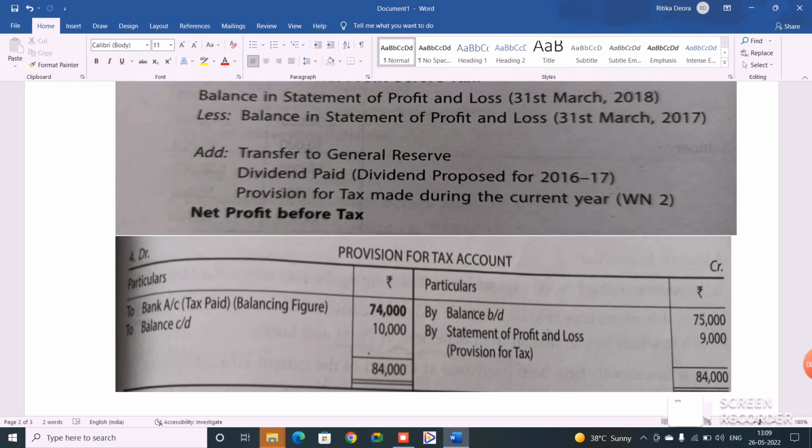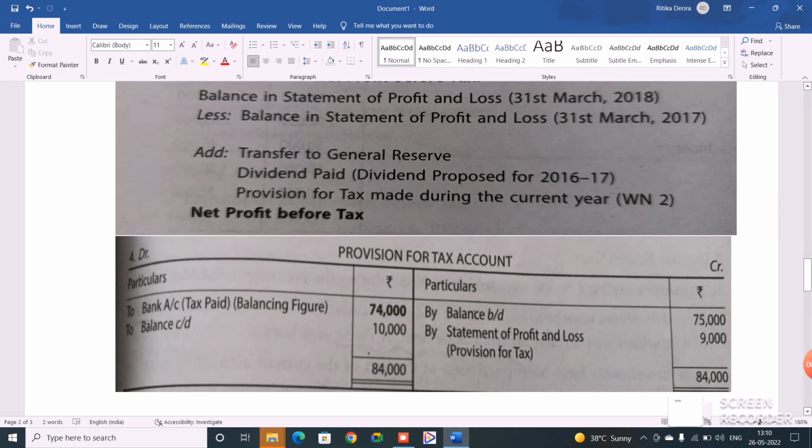So what will be the entry for paying tax? Since cash is going out, the entry should be provision for tax account debit to cash or bank account. So it will come on the debit side, as you can see, to bank account, and you will write the amount of tax paid. And then you will get a balancing figure on the credit side. When you total both the columns, you will get a difference on the credit side, and that would be by statement of P&L. It is the amount of provision that we created during the year.